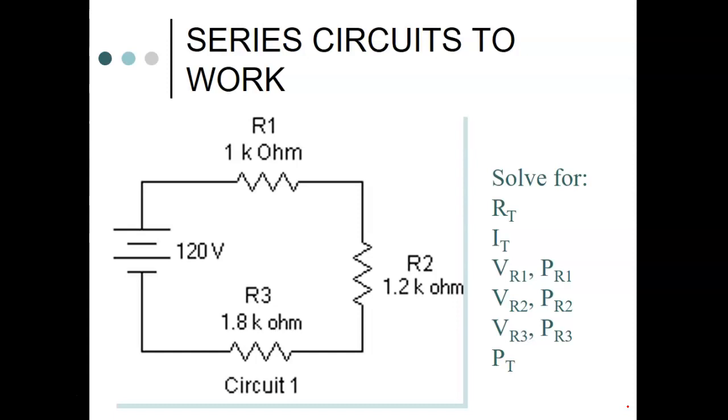So what's the first thing I can find with my knowledge? My resistance total. My resistance total is 4 kilo ohms. I do that by adding 1.2, 1.8, and 1 kilo ohm all together. That should give me 4 kilo ohms.